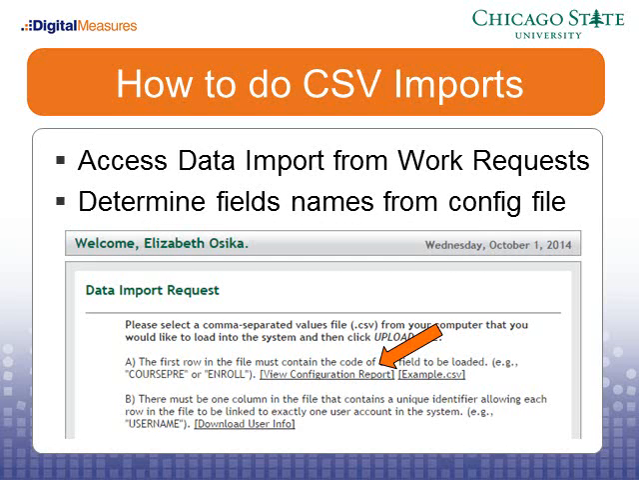First of all, access the data import option through the work request. When you do this, the screen comes up, and the thing that you need to know is the field names that you're going to want to upload. And you get these from your configuration file. If you don't know where your configuration file is, Digital Measures was nice enough to put it right at the beginning of the data import request screen. So just click on that, figure out what screen you want to use. For this example, we were using scheduled teaching, and figure out what those field names are.